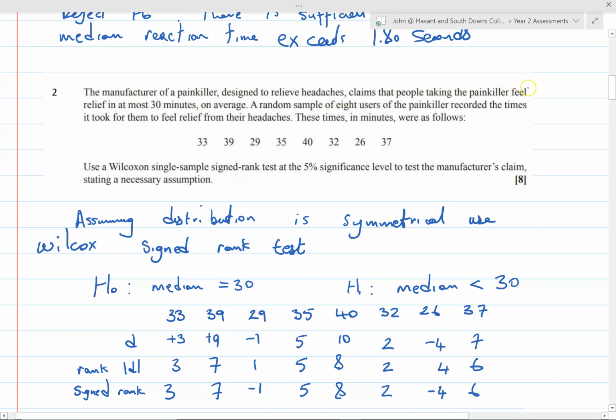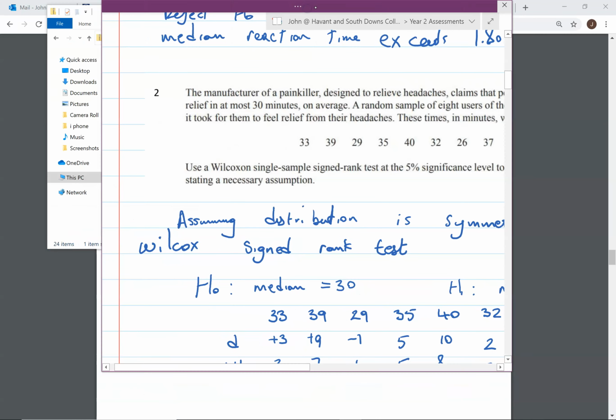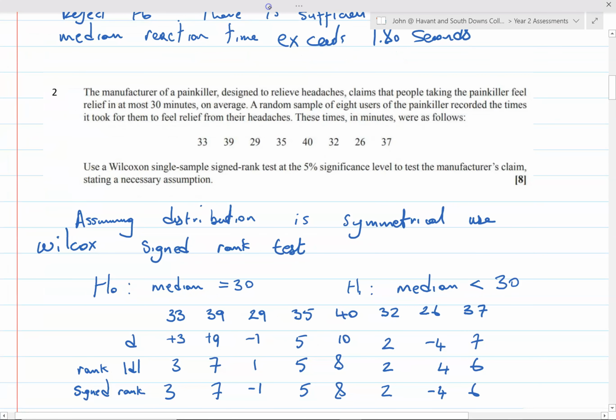The null hypothesis this time is that it is at most 30, so therefore it can't be more than 30, so it's got to be less than 30. I suppose it could be equal to 30, but we don't write that in a null hypothesis. So at most 30, or less than 30.